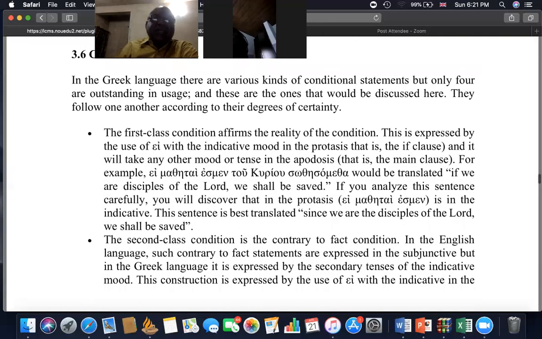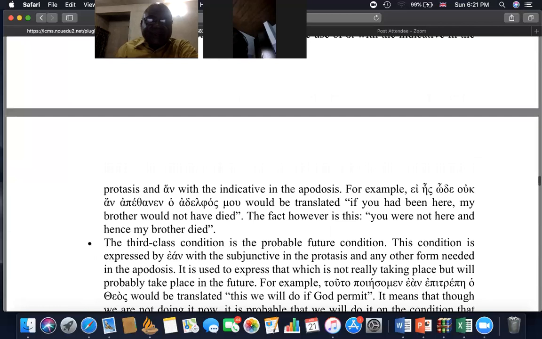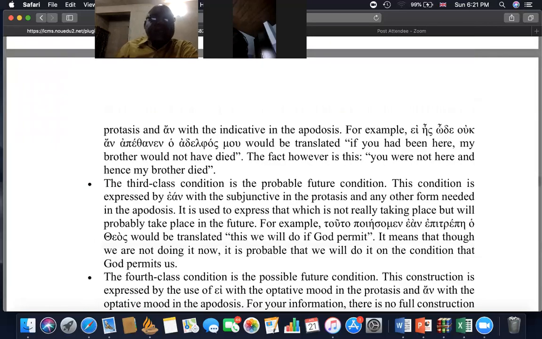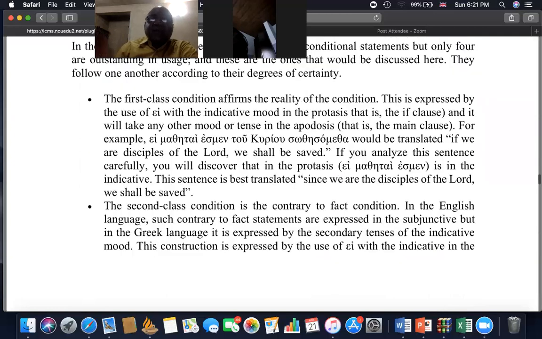Now let us look at conditional sentences. There are about four classes of conditional sentences in Greek. The first class condition affirms the reality of the condition.